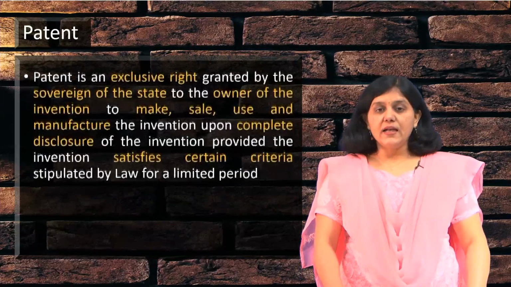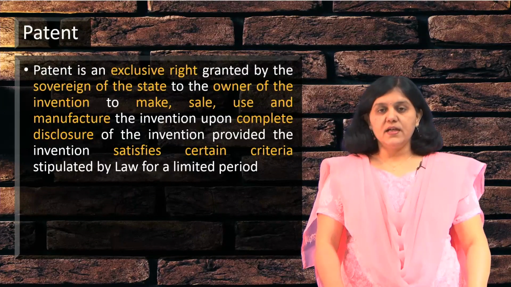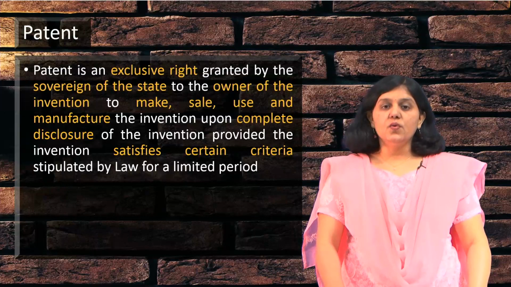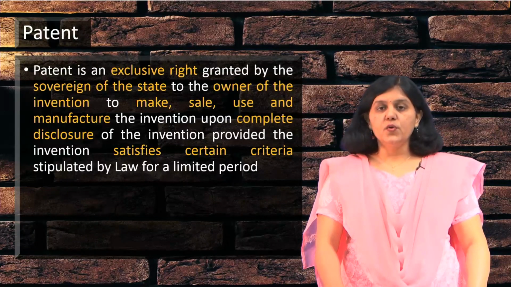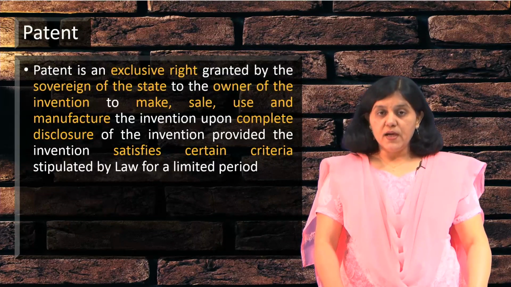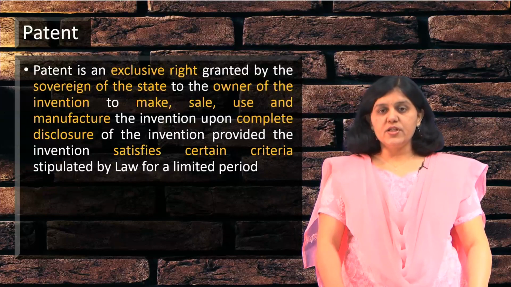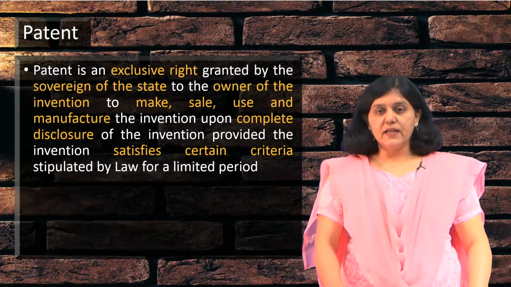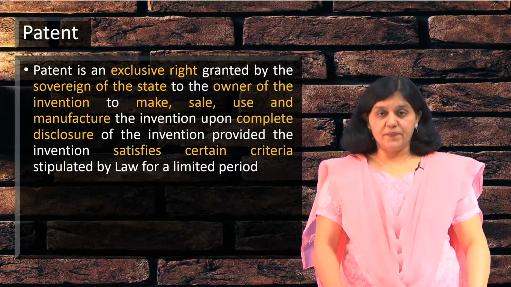So, definition of patent is an exclusive right granted by the sovereign of the state to the owner of the invention to make, sell, use and manufacture the invention upon complete disclosure of the invention, provided the invention satisfies certain criteria stipulated by law for a limited period of time. So, this is the definition of patent.